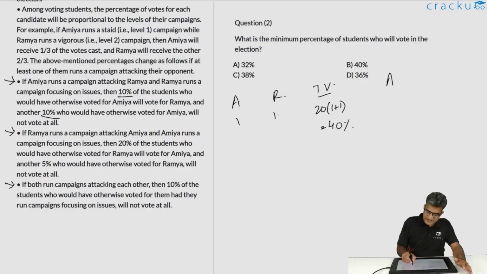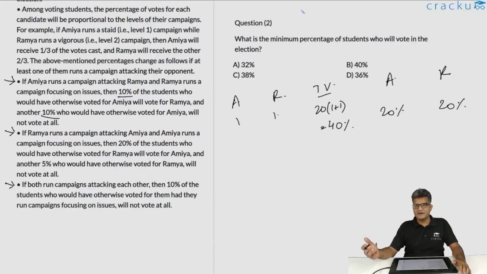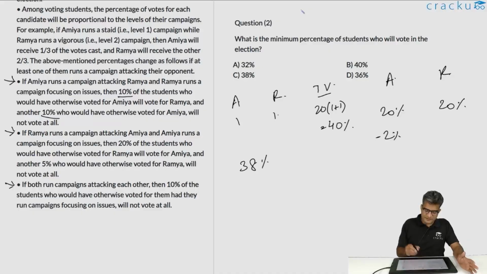So in this particular case, normally Amiya would get 20%, Ramya would get 20%. If Amiya attacks Ramya, then 10% of the people who vote for Amiya would vote for Ramya. That is fine. The total voting percentage is not impacted. But 10% of the people who would vote for Amiya would not vote at all. So that is, we are missing out on 2%. So the total number of percentage of votes will be 38% in that case.